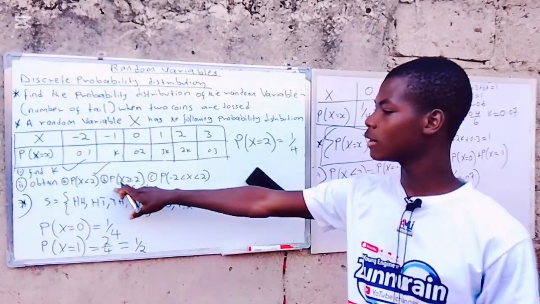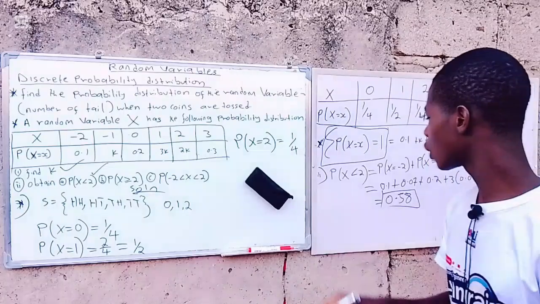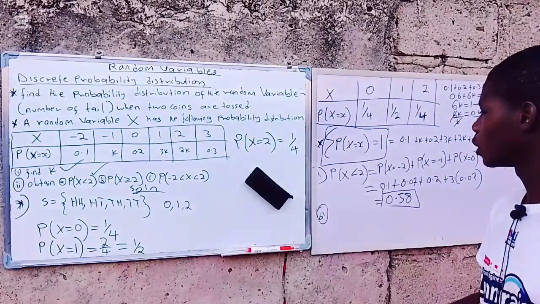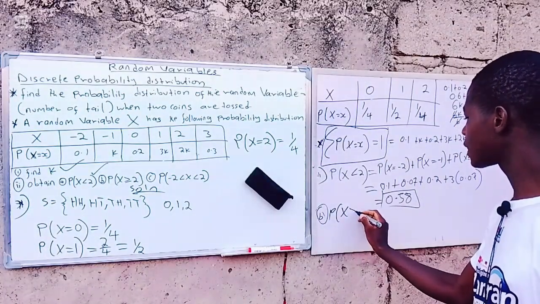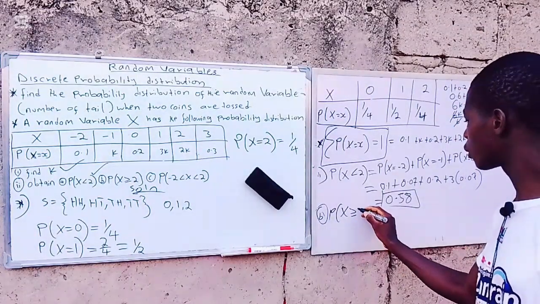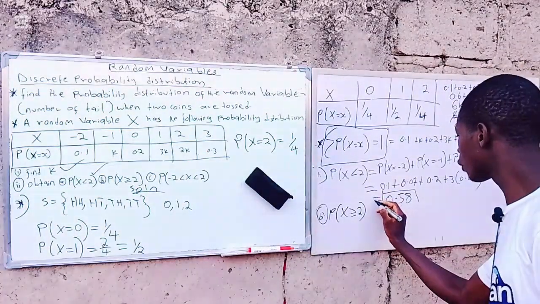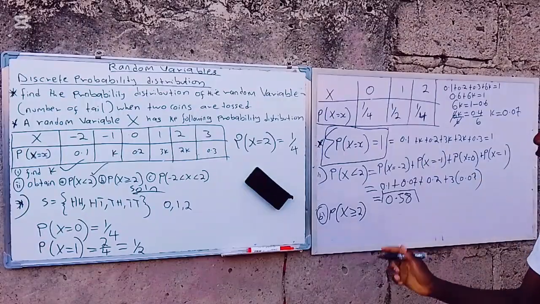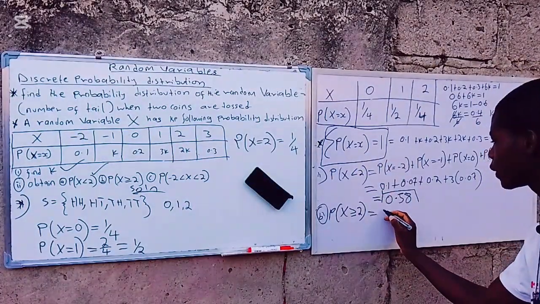The next thing that we are going to take a look at is B. Find the probability of x which is greater than or equals to 2. It says greater than or equals to 2. So therefore, we have to include the 2 because it says or equals to 2. But from 2 to 3.